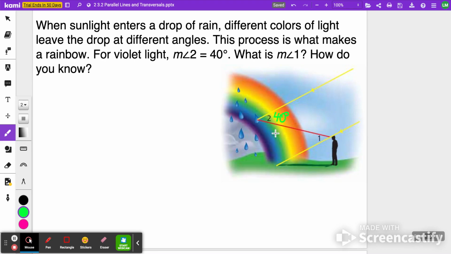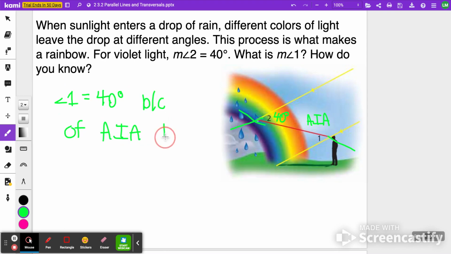We should know that if you continue these two lines, they're going to make parallel lines, and then this is a transversal cutting through them. Angle 1 is an alternate interior angle to angle 2. So the measurement of angle 1 is equal to 40 degrees because of the alternate interior angle theorem.